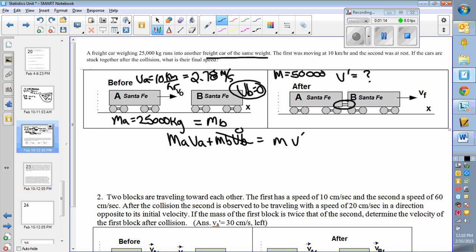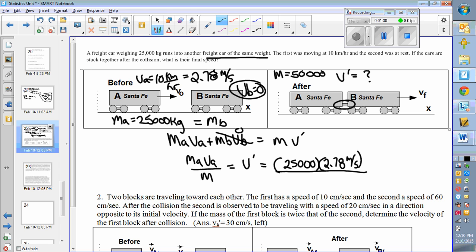So your formula is really MAVA divided by the total mass gives V prime. So you're taking 25,000 times the speed of 2.78 meters per second, dividing by 50,000 kilograms. It's 1/2, so you cut that in half to get their final speed, and you get 1.39 meters per second is the speed.